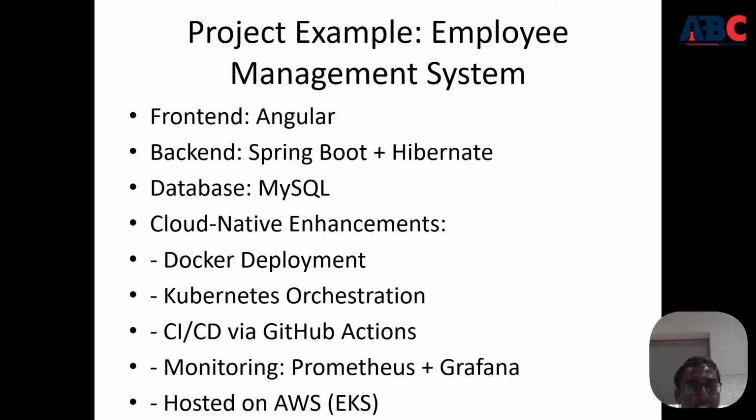Okay, in that, why have we used cloud native enhancements, or what is the role of cloud native? That is, Docker images were created for front end and back end services. Kubernetes orchestrated service deployment across pods. After that, GitHub Actions automated build and deployment pipelines. Prometheus scraped metrics while Grafana visualized them, and we hosted this employee management system application on AWS using Elastic Kubernetes Service. That is, in short, we can say EKS.